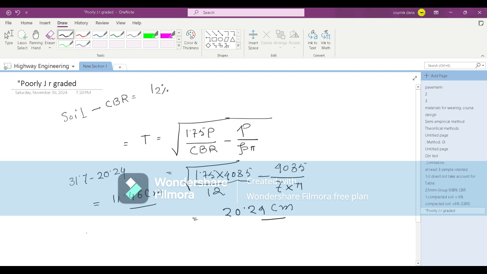So well graded gravel is equal to 38.1 minus 11.46 minus 6.4 minus 4, equal to 16.24 centimeter.